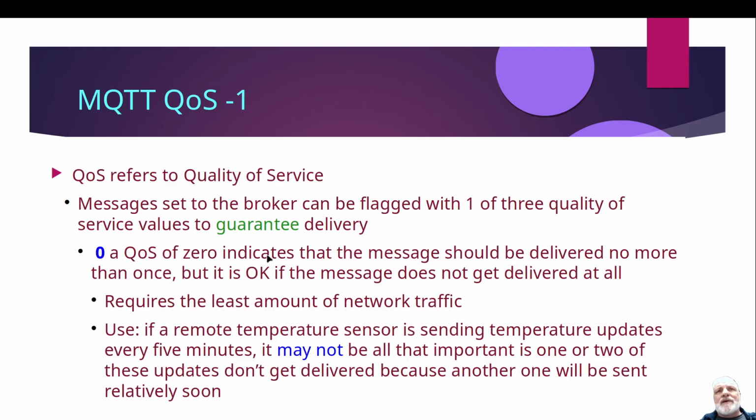So a level 0 indicates that the message should be delivered no more than once, but it's okay if it doesn't get delivered at all. So if the subscriber was disconnected, that information gets lost. Okay. If the subscriber is connected, we're going to send them that message, and if something happens where they lose connection, they won't get the message repeated. Okay.